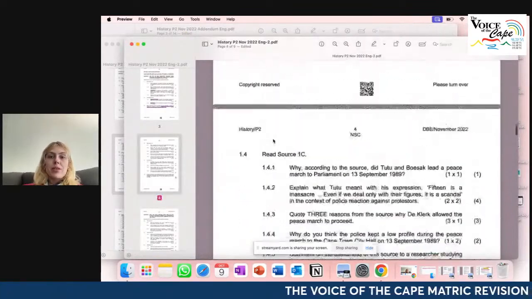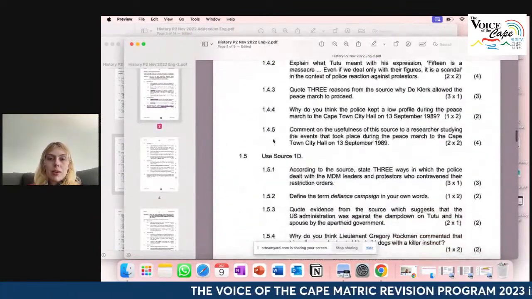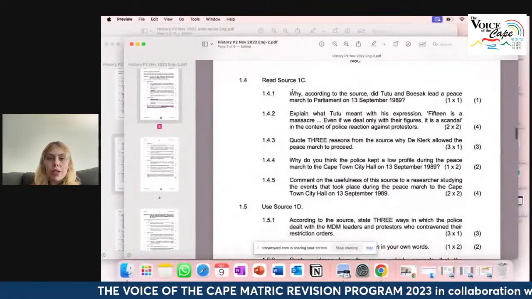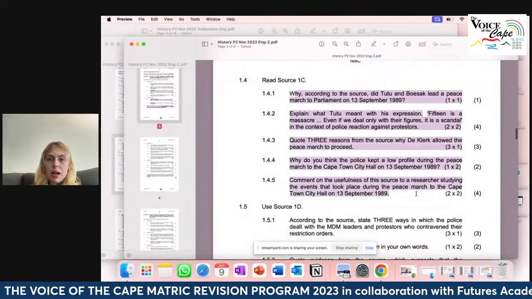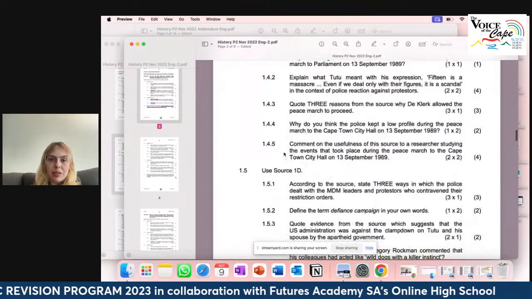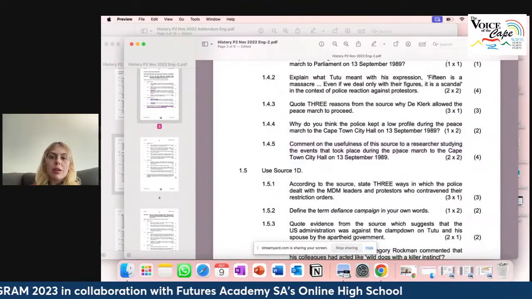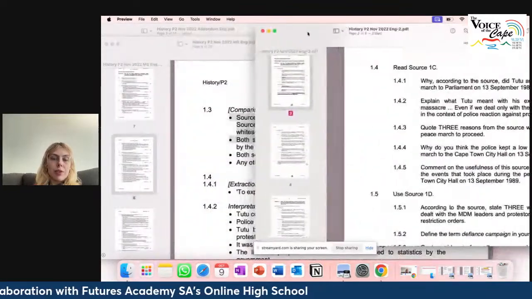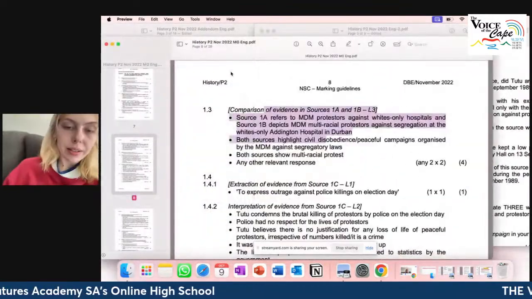Okay, so here are some more questions. I don't want to go over too many of these. Rather just would like to go over the more higher order ones, like this one, comment on the usefulness. So this is source 1C. We're still looking at the crisis of apartheid.